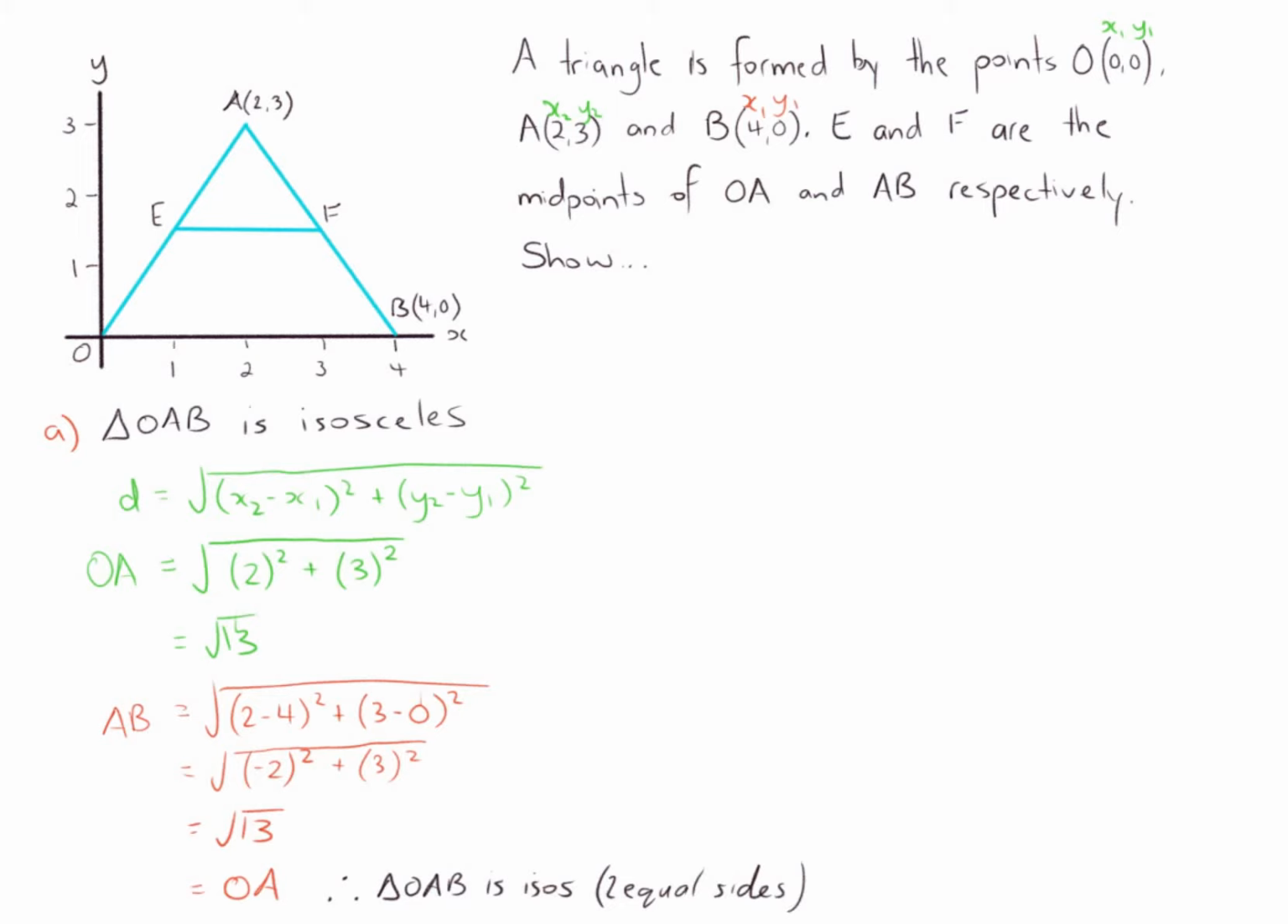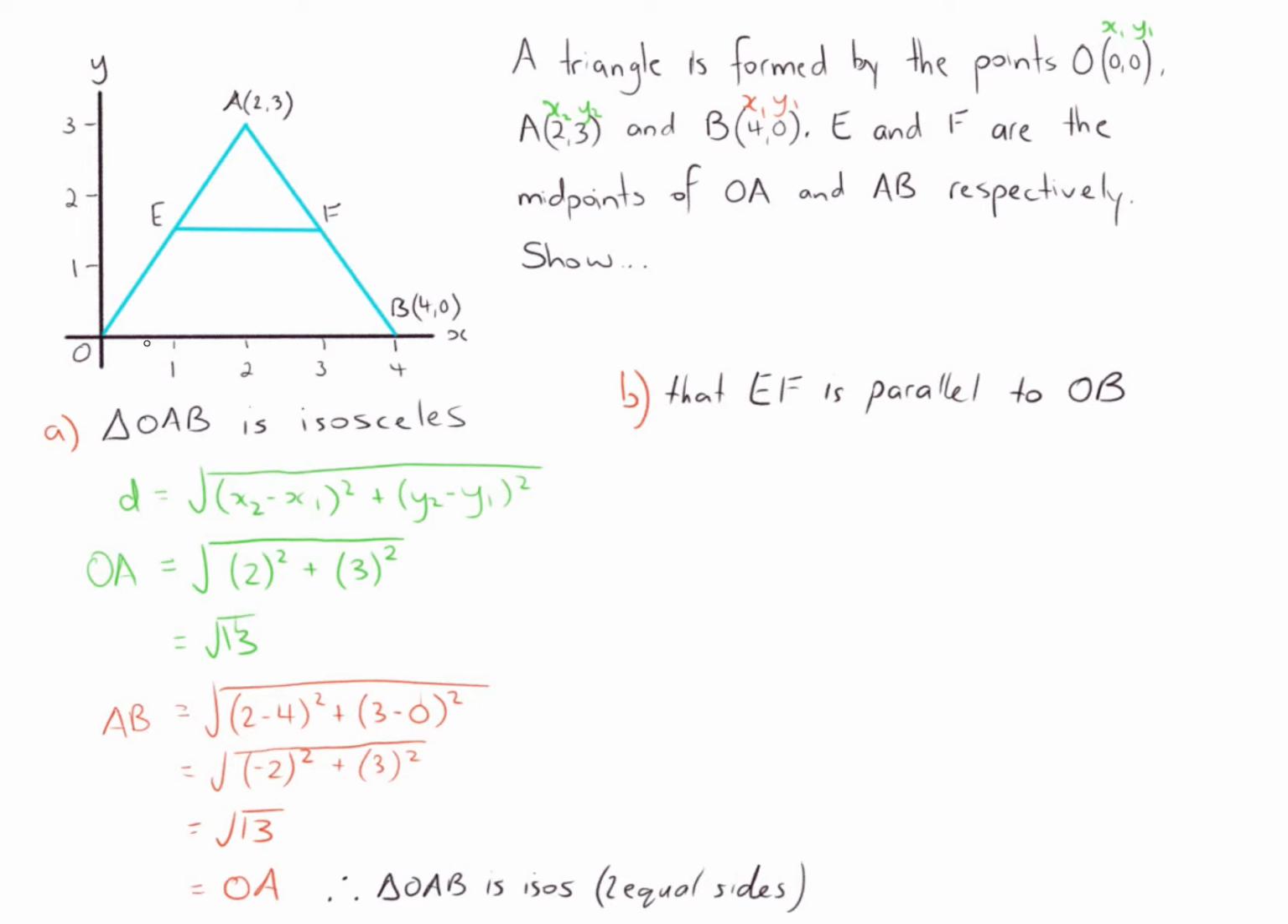Alright, second part to this example. We need to show that EF is parallel to OB. So this line here, EF, can we show that that is parallel to OB? Remember from last lesson that to show two lines are parallel, we need to look at their gradients.